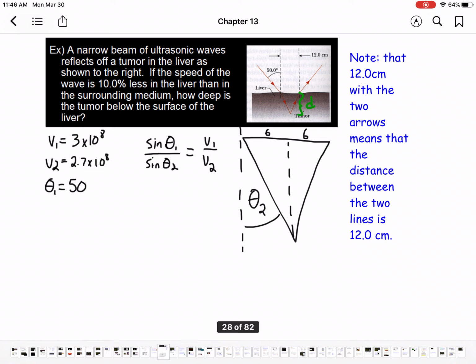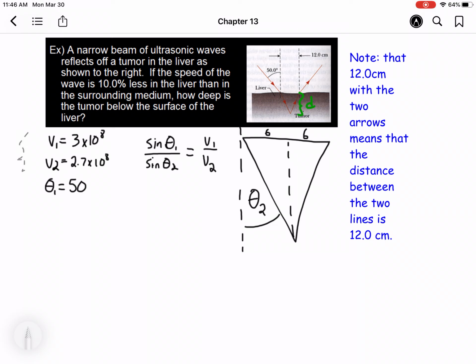Just for easy sake, let's pretend that the velocity in the medium is 3, and I found the velocity within the tumor to be 2.7. I just times that by 0.9, right? So it's 10% less, or 0.9 of. Okay, and I know angle 1 is 50, all right?